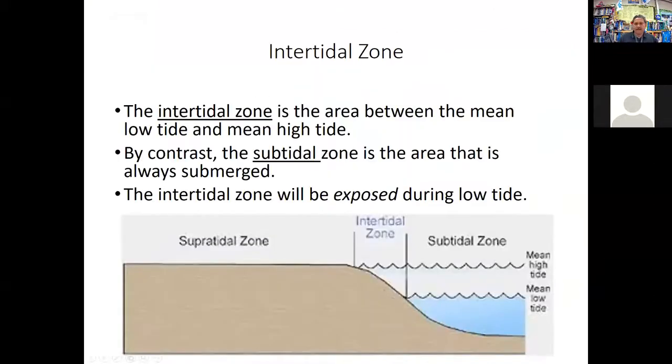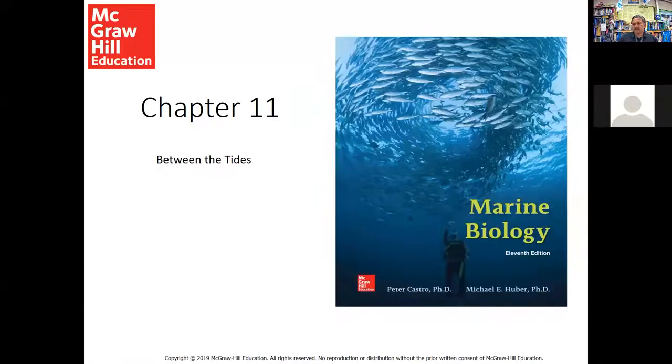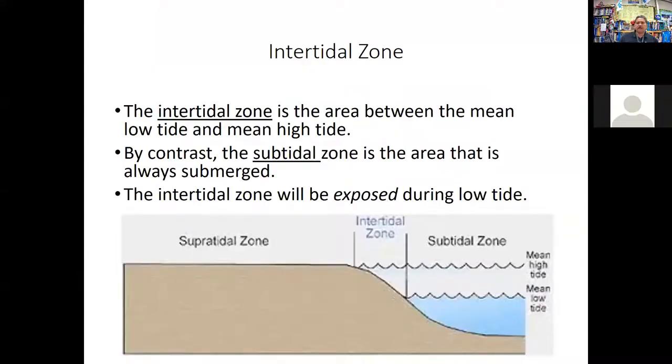So this is in reference to Chapter 11 of the Castro Marine Biology textbook, which covers the intertidal zone. The intertidal zone, some of you know as the tide pools, but the intertidal zone is the area between the low and the high tides. That's the mean high tide and the mean low tide. So on the diagram right here, this area right here is what we're concentrating on today. That's the intertidal zone. In another talk, we'll take a look at the subtidal zone.